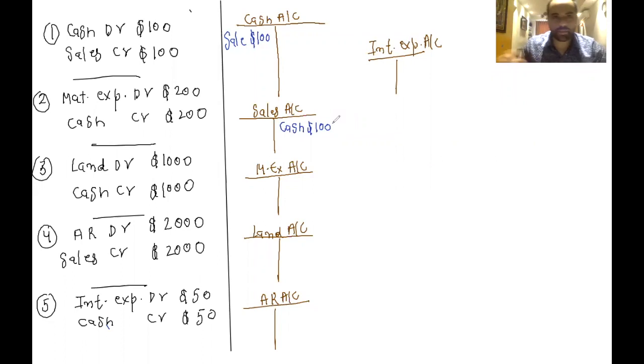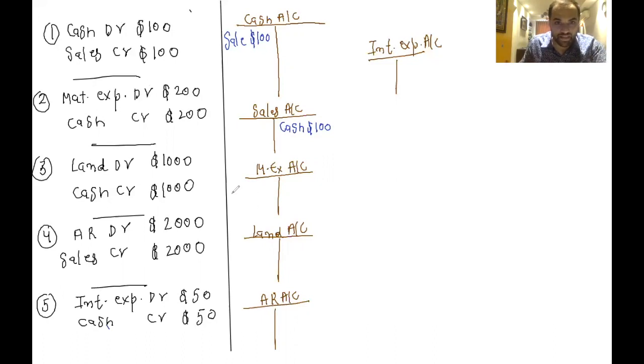Understand? I repeat again. Cash account debit because of sales. Remember, this is the debit side, this is the credit side. Everywhere, the left hand side is debit side and the right hand side is credit side. So cash account debit because of sales. Sales account credit because of cash. Right.